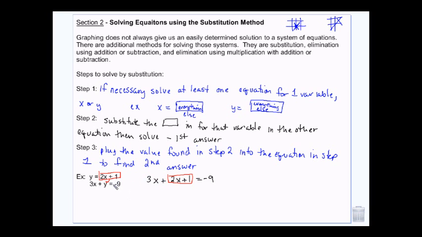Now that I've done that, I've taken the y out and put the 2x plus 1 in. I only have x's left, so I can find out what x equals. So 3x plus 2x is 5x. I subtract 1 from both sides. I get 5x equals negative 10. Divide both sides by 5. And that tells me that x equals negative 2. That's my first answer.